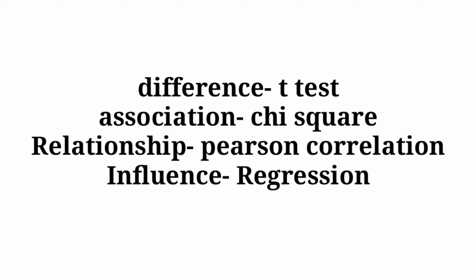So remember, if the question asks to find the differences between two variables, go for t-test. For association, chi-square; relationship, Pearson correlation; influence, regression. Influence means how much the independent variable influences the dependent variable. So for finding out the influence between two variables, go for the regression test.